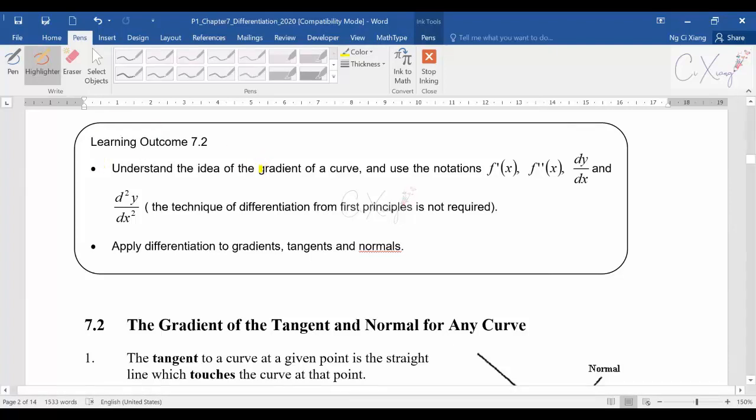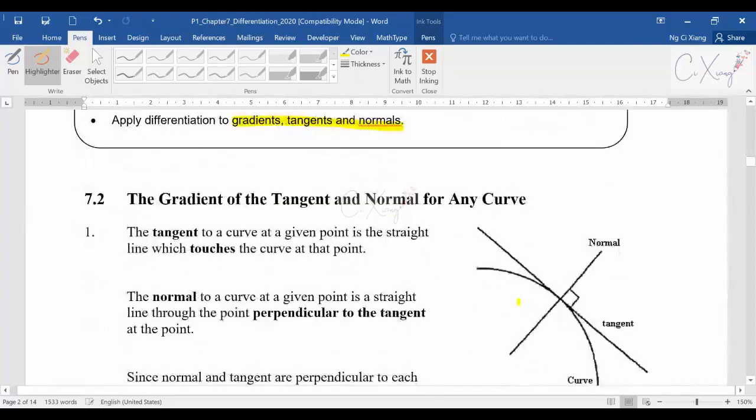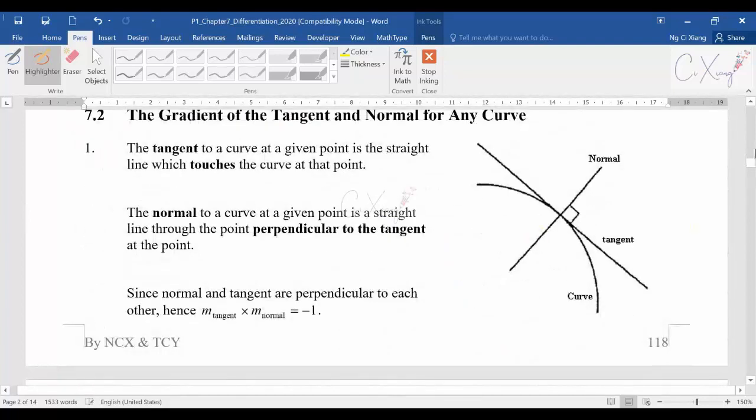First for today, we are going to understand the idea of the gradient of a curve and also use the notation f prime x, and so on. Then, to apply differentiation to gradients, tangents, and normals. All these are what we need to learn in this video. So let's start with the concept first.